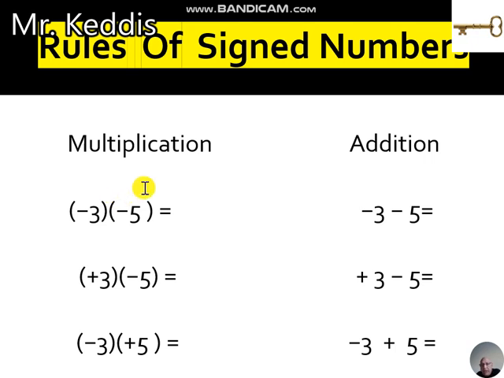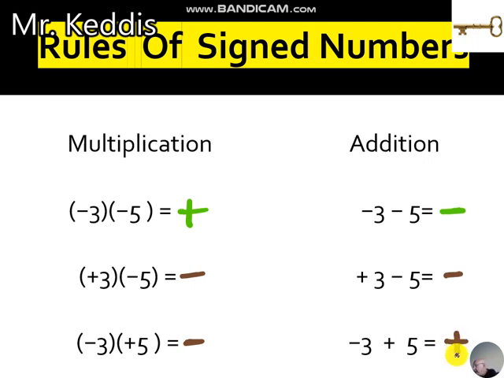The rules for multiplication: when you have both signs negative, the sign is always positive. In addition, when you have both signs negative, the sign stays negative. In multiplication, when I have different signs, positive times negative or negative times positive, the sign becomes negative in both cases. But in addition, I take the sign of the higher number. 5 is higher than 3. I take the sign in front of the 5. Negative here. Here, the sign in front of the 5 is positive, so the sign stays positive.